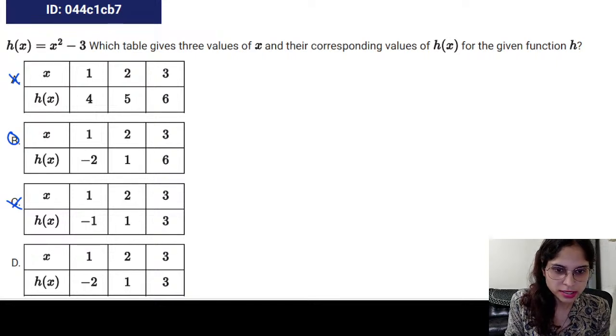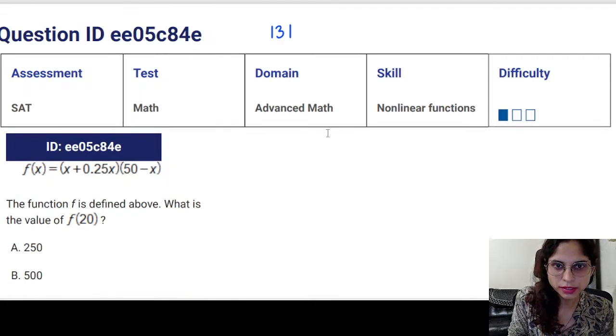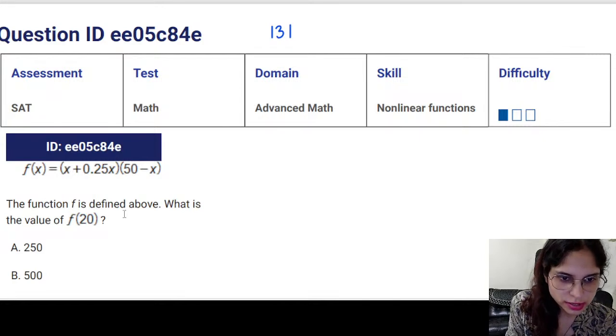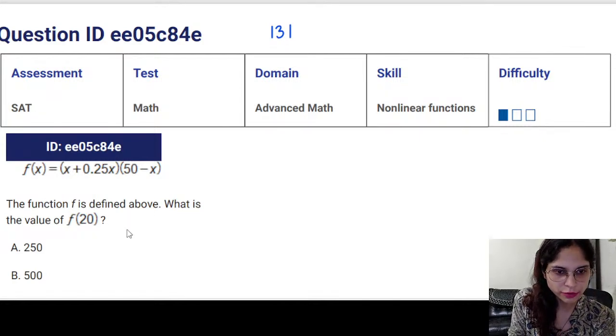Now the next easy question is the last one, that is 131. It is on page number 132. This is also an easy quadratic equation. How do I know? Because there are two x's. There is one x over here, there is another x over here. The function f is defined above. What is the value of f of 20?